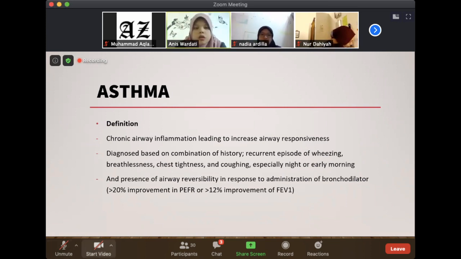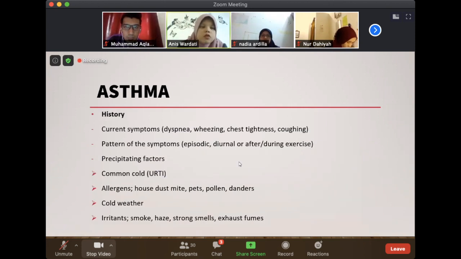So asthma is a chronic inflammation that leads to increased airway responsiveness. How do we diagnose asthma in a patient? It's based on the history and the presence of airway reversibility after administering a bronchodilator. But this is for older children. In younger children, it is based on history, examination, and also family history. For asthma, as I mentioned before, the history is based on dyspnea, wheezing, chest tightness, and coughing. We also need to ask about the pattern of the symptoms. Asthma is episodic, and there is a symptom-free period between episodes.